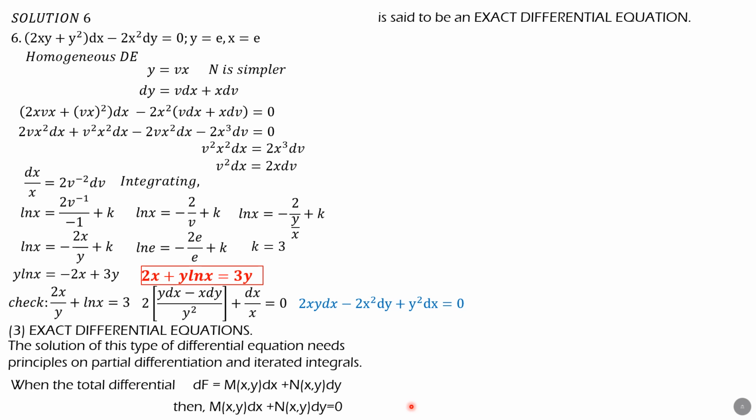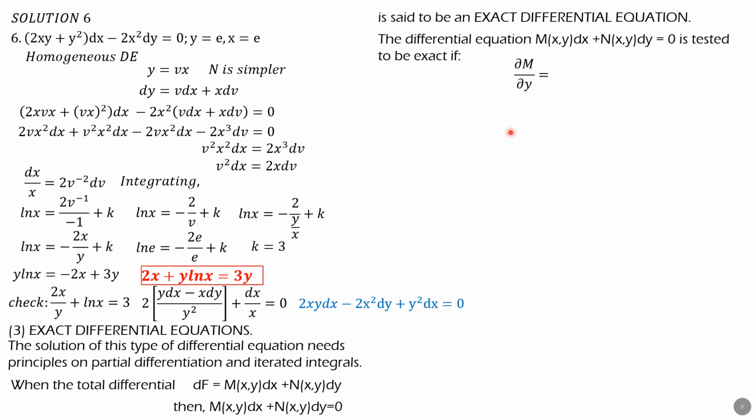tested to be exact if the partial derivative of m with respect to y is equal to the partial derivative of n with respect to x. So we have to undergo this testing in order to conclude that the given differential equation is exact. So it should satisfy this condition. So the solution therefore is function of xy equals constant, because the total differential is this and it is equal to 0 because the differential of constant is 0.